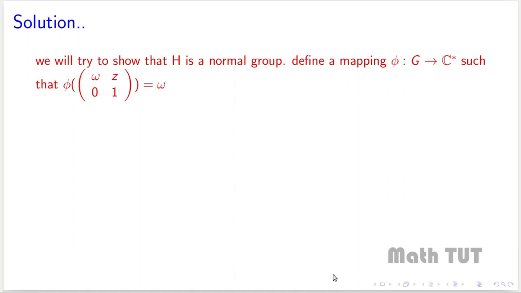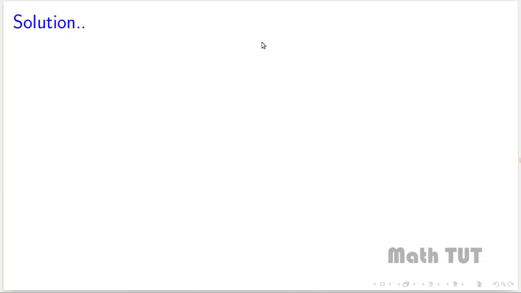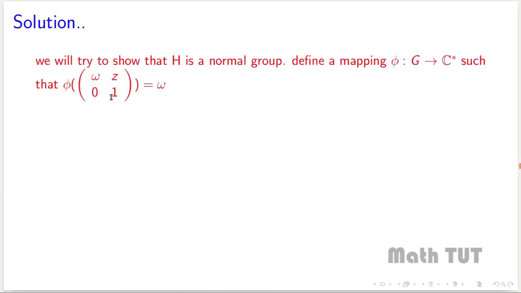So we define a mapping phi from G to C star such that phi of this element is omega. So whatever complex number is coming in this position of the matrix, that is omega, as per our definition, because here G is defined in this manner. That element is basically mapped to omega, which is a complex number in C star.